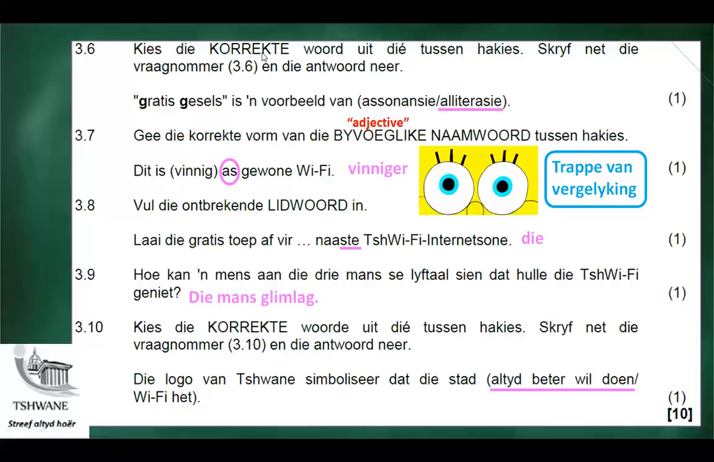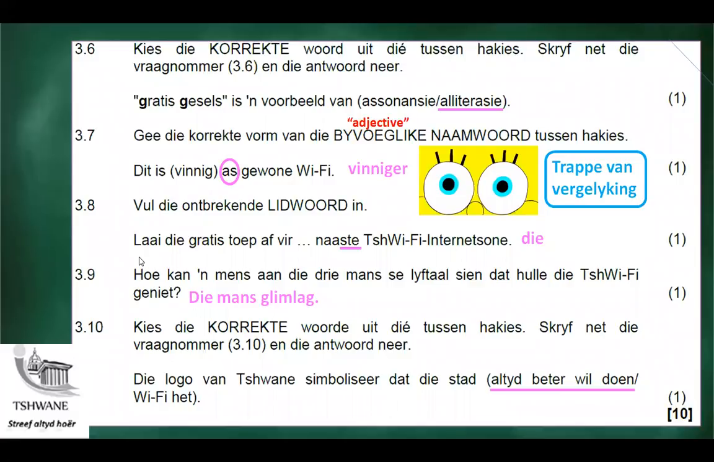Ons het laaste taal lidwoorde gedoen. And the last time we did language, we did focus on wat 'n lidwoord is. Onthou nou, dit is die en 'n. Only those two. It's your article. It can only be those two. So nou watter een moet ek invul? Which one do I have to fill in?